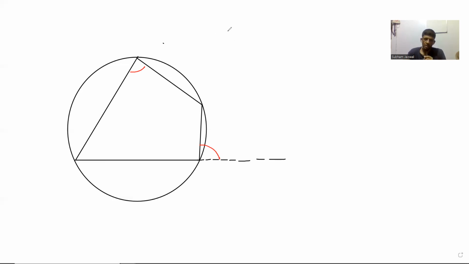Just a hint is that we will be using this result because the circle is there. Sorry, I'm talking too much, but what I want to say is that we'll be using this. Also a pretty nice result, right? This interior angle is equal to the opposite exterior angle.